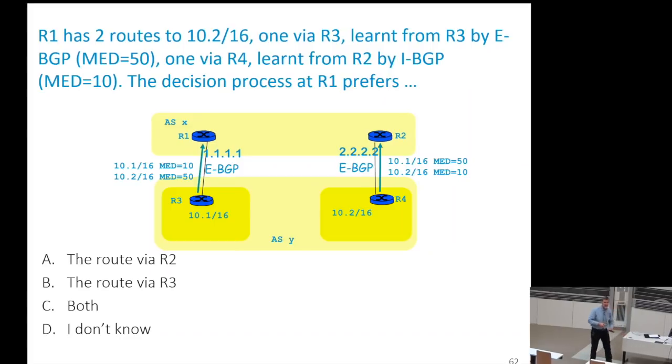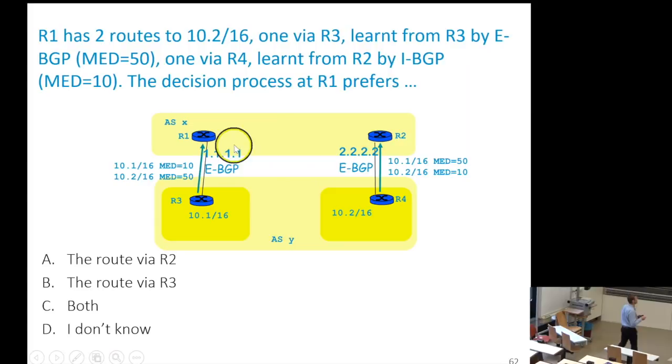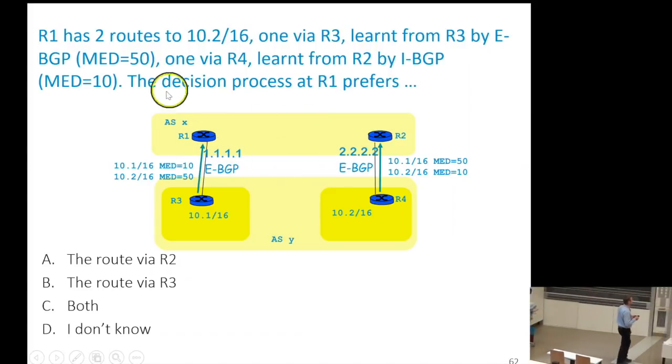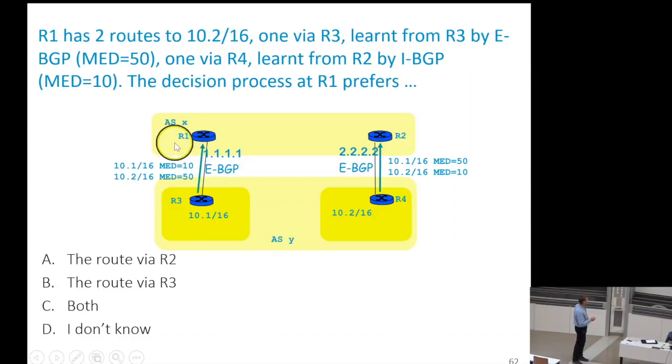Let's test this on this little example. And of course, A, that's the intention. R1 will prefer that route. R1 takes the MED seriously because, as we said, there's a business relationship between X and Y. So R1 will prefer this route for 10.1 and will prefer that route for 10.2, whatever the other criteria say.